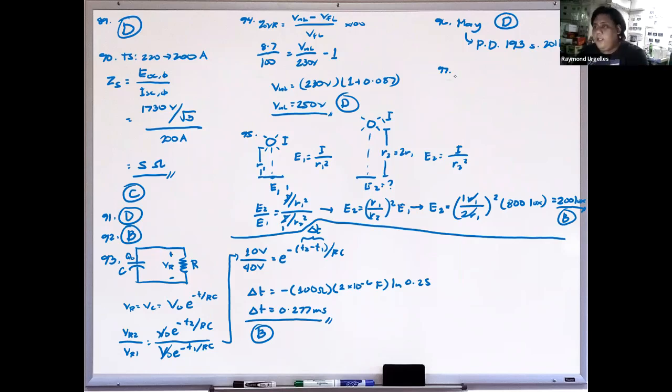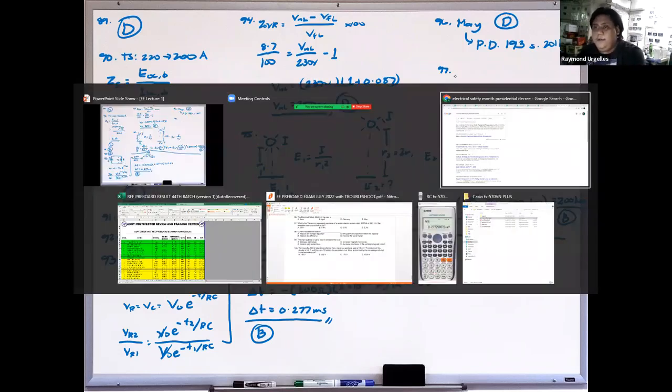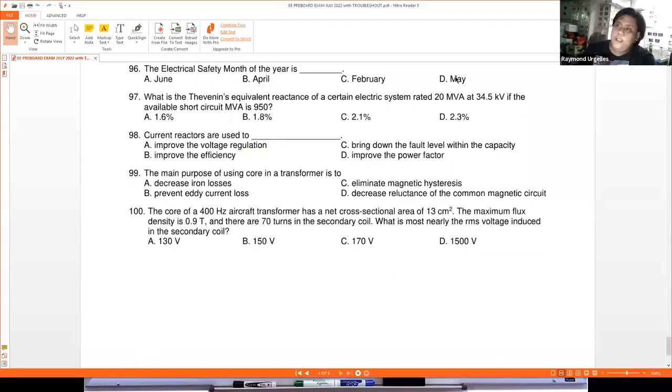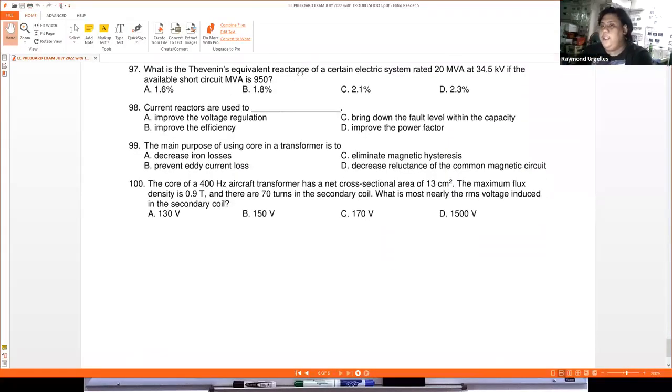This is from our lecture on power systems. If you remember this, the equivalent reactance per unit, since we only need the percent, is equal to the base power, given as 20 MVA, divided by the short circuit MVA.